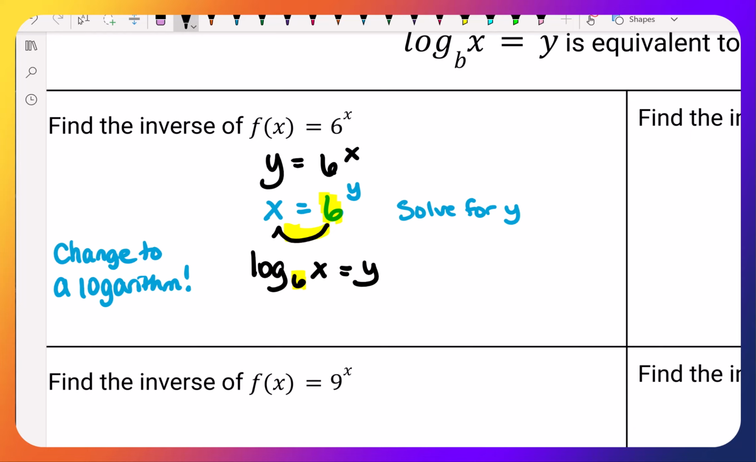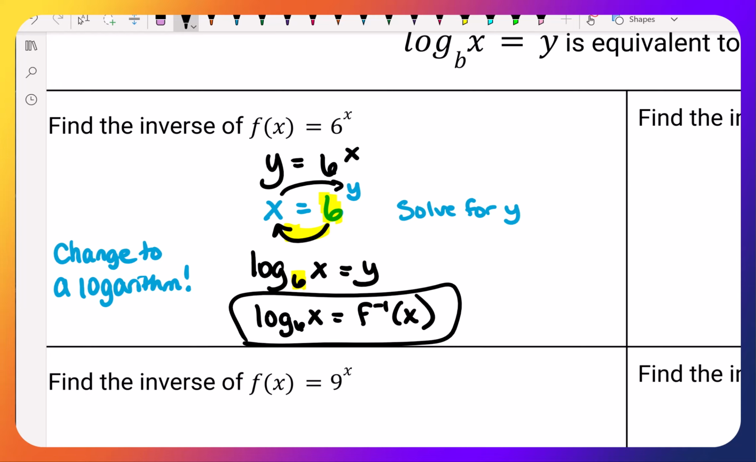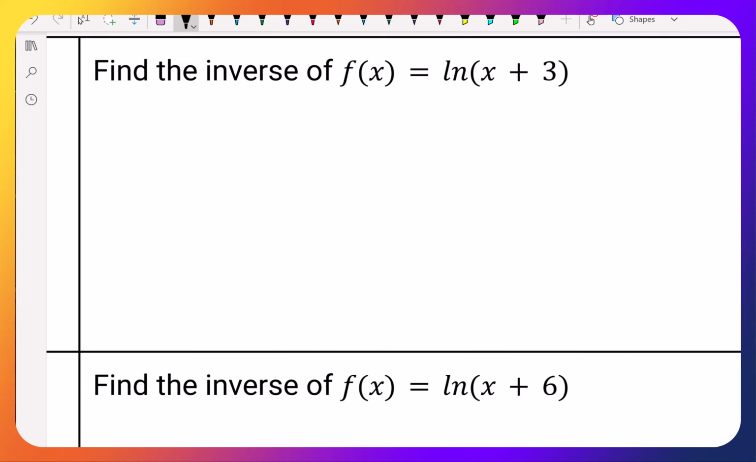So I went 6 to the power of x is equal to y. Because remember, it's always equal to your exponent in the exponential form. Okay? So all you have to do now is change it into inverse function notation. Okay, on to the next one.